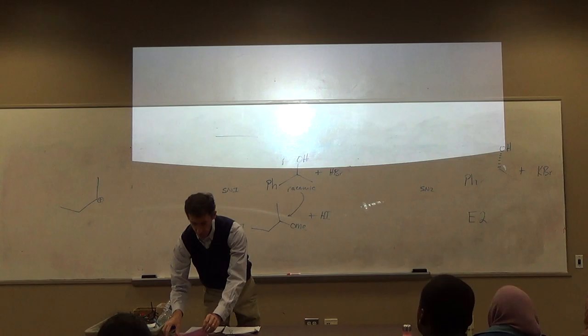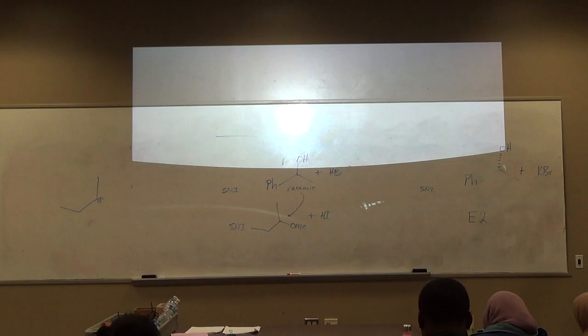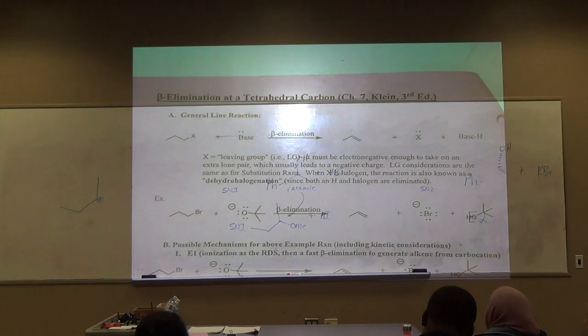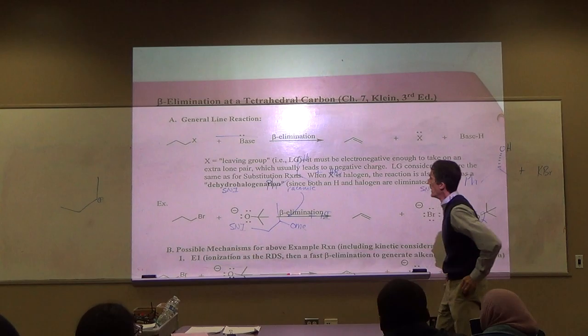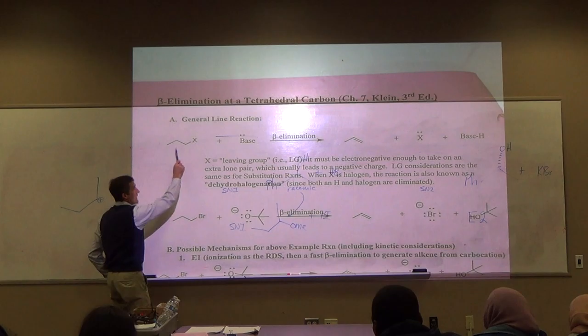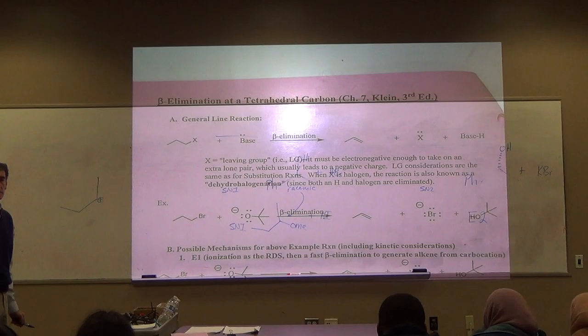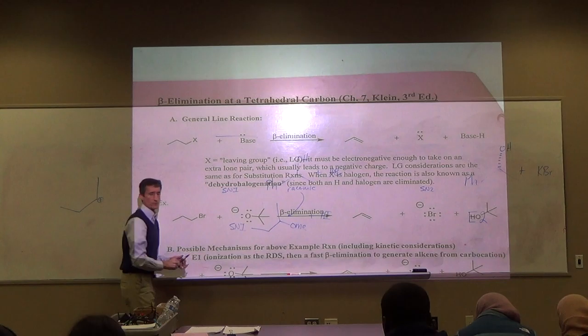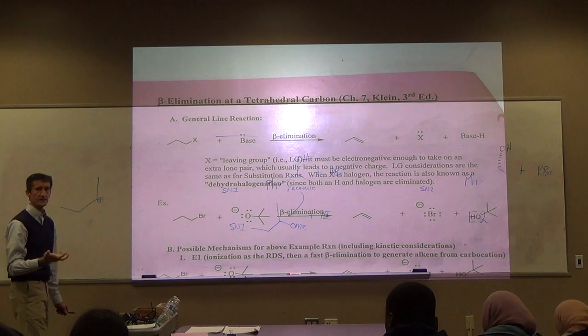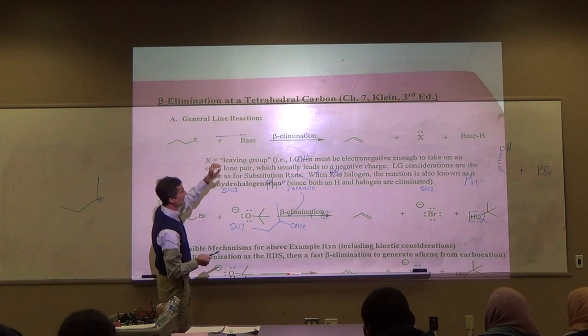Real quickly, just to orient you to the elimination handout. The beginning of this is just like the beginning of substitution. General reaction: we're going to have leaving group chemistry, a tetrahedral carbon with a leaving group. We're going to have something with a lone pair, except we're not going to call it a nucleophile. Here we're going to call it a base, because it's going to eventually take an H, and we're going to eliminate the leaving group.